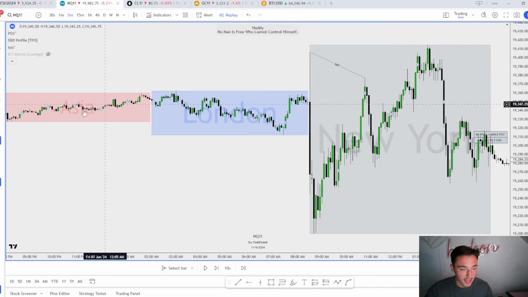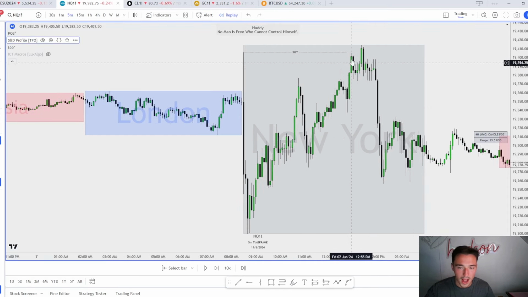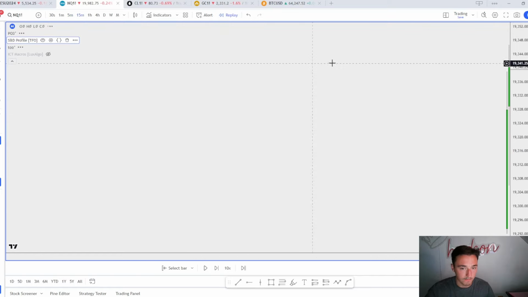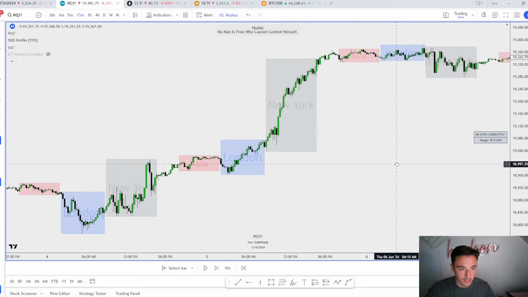London takes the high and low of Asia. We anticipate the same thing in New York. So right there, great example. We have a news wick being the draw on liquidity. And what happens after we take that? Consolidate, dump down, and then we chop out the rest of the day. So another great example of what happens during Seek and Destroy.